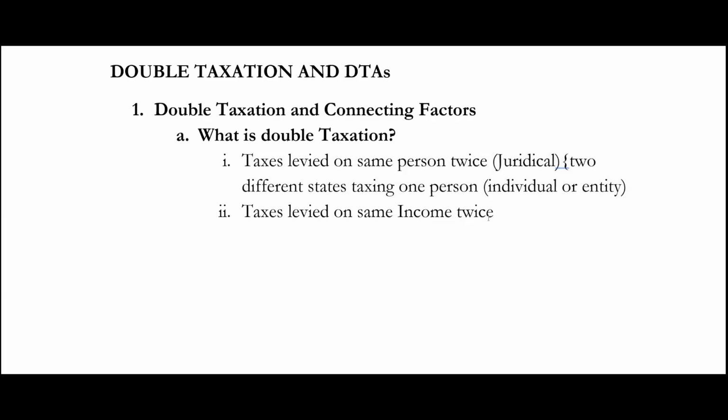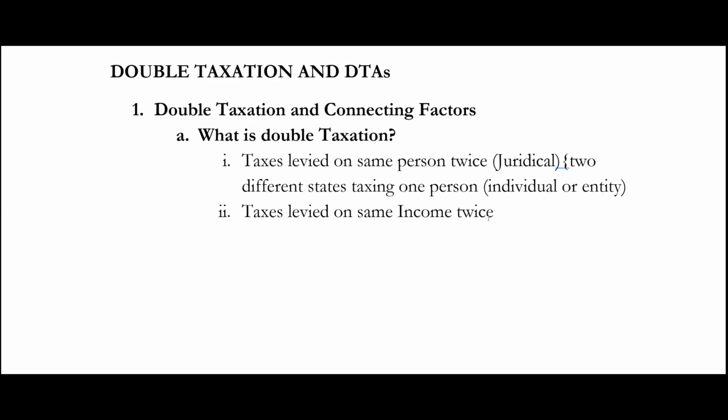So I said where one person is taxed by two separate jurisdictions, we call it what kind of double taxation? Juridical double taxation. Yeah, juridical double taxation. It means two countries are taxing the same person.